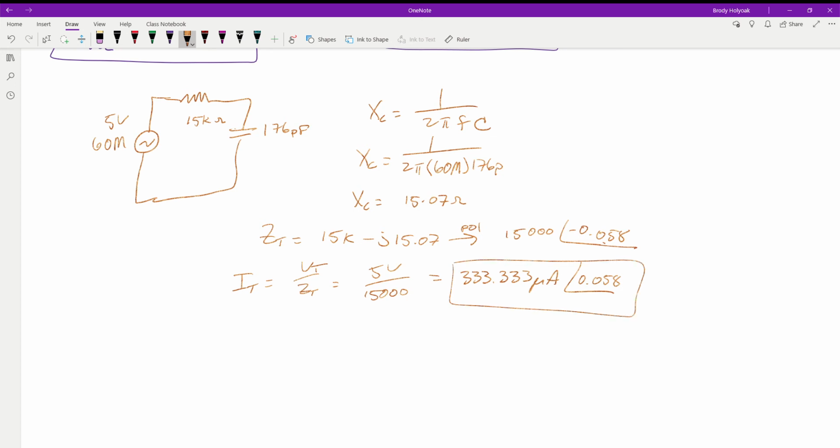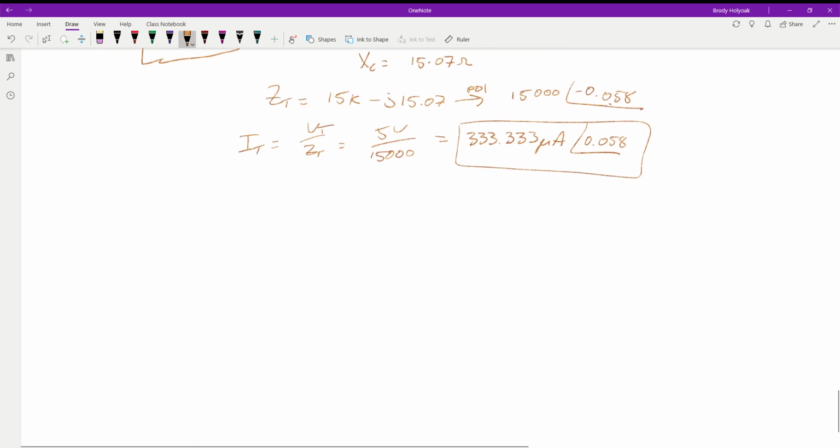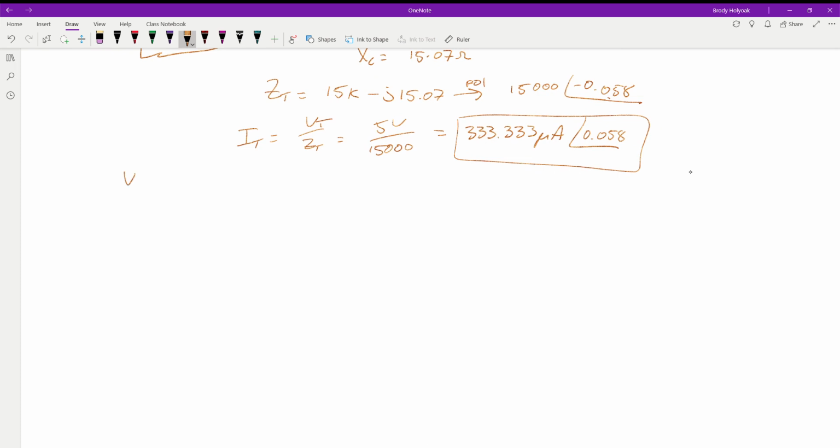Now that we have our current, we want to solve for the voltage drops across these. So the voltage drop on the output, using it as our capacitor, is equal to the current total times our X of C. So we have 333.333 micro. We're going to multiply that by our X of C, which is 15.07 ohms. So the V out that we get across the capacitor is going to be equal to 0.005 volts, 5 millivolts. That's all it's going to be seen across this.